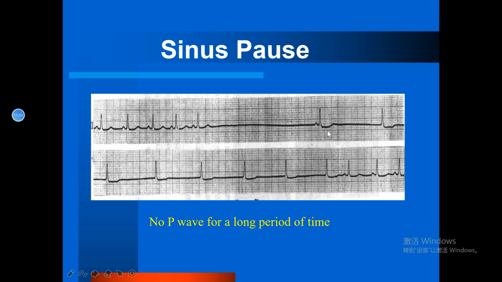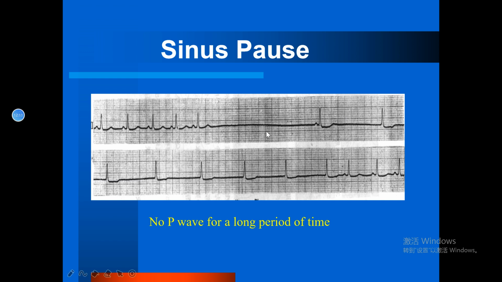So where does the QS complex come from? Does it come from the sinus node? Of course not. It's not from the sinus node, right? If the potential comes from the sinus node, it should have a sinus P wave, like this one, right? A sinus P wave at the front of the QS complex. But this QS complex does not come from the sinus node. It comes from the junctional area.